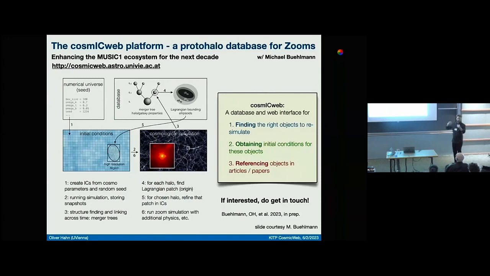So for the zoom simulations of very high-redshift galaxies, everybody always goes through the same steps and so on. And so we thought we'd automate this. We have a big database, and you can just say, okay, I want to simulate numerically a galaxy with these and these properties, say at redshift 2, no mergers since redshift 3. You just click your thing. You get an ID and the IC file, and you put the ID in your paper, and everybody else can reproduce it. And so this is CosmIC Web. If interested, get in touch. This is all wonderful work done by my former PhD student, Michael Bühlmann.